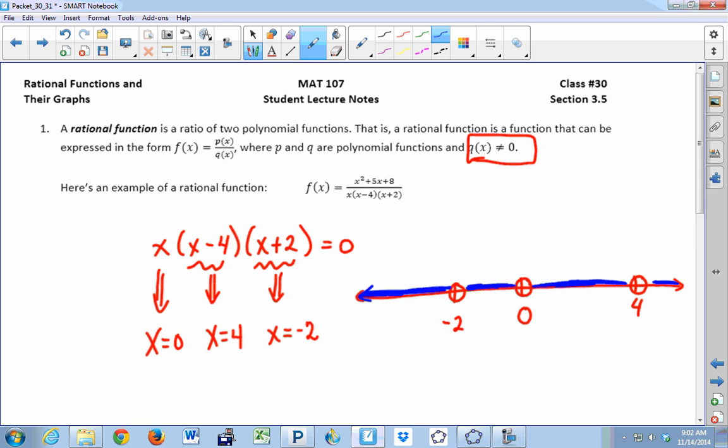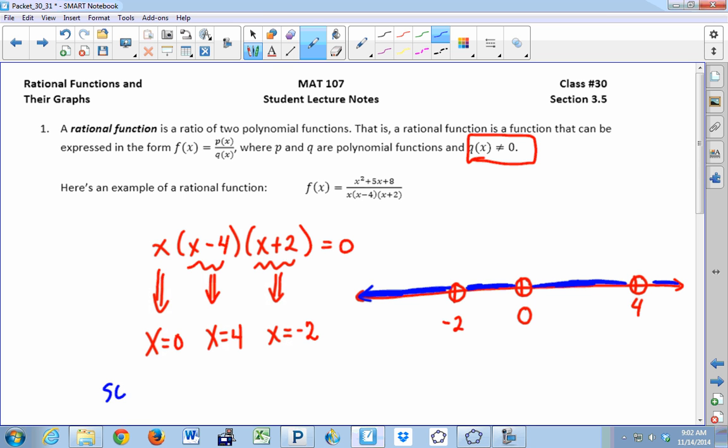Like when we first started talking about domains way back in September, this is the one time when it's a lot easier to use set builder notation to represent the domain than it is interval. This is a pain in the butt to do with interval notation. We'll do it both ways. But here, set builder is much easier.